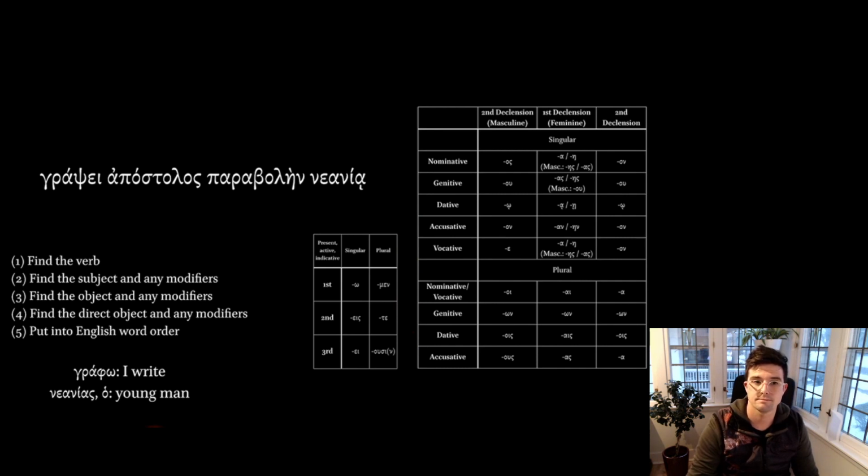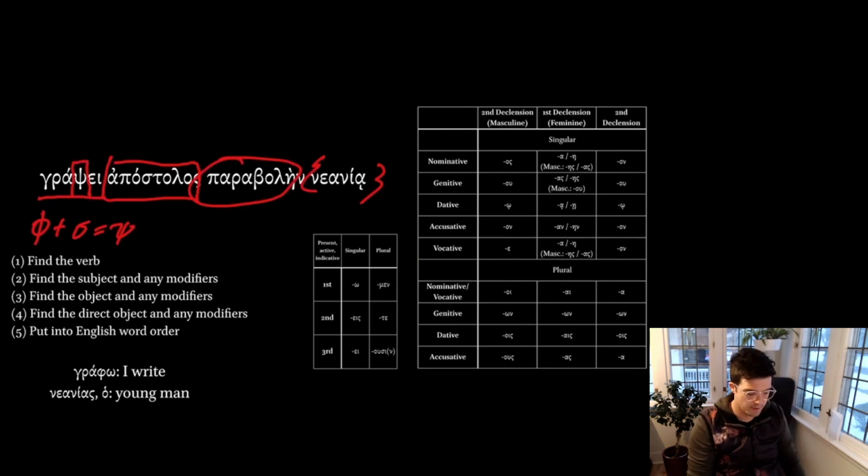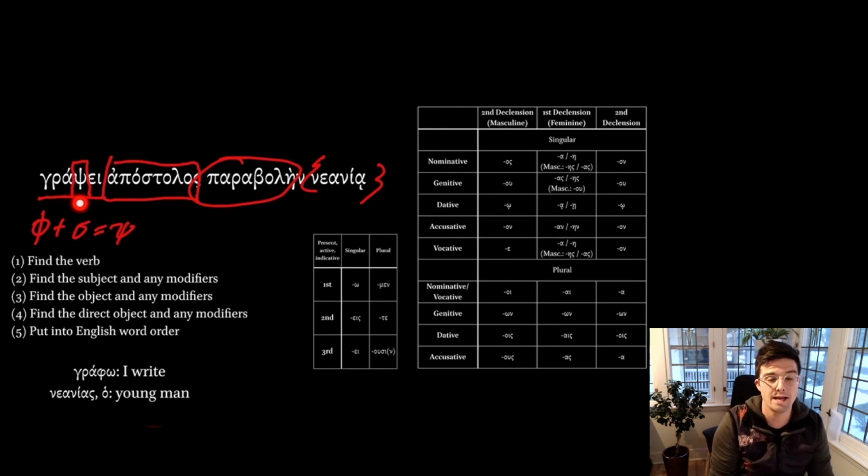So what we have here, grapse, is going to be our verb. And notice that ps sound, grapse. So this is a sigma that's hidden in here by way of amalgamation. The phi plus the sigma make a psi. So this is actually going to be a future tense. He, she, or it will write. And we need to find who that he, she, or it is.